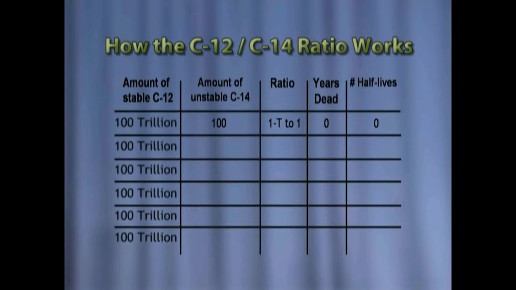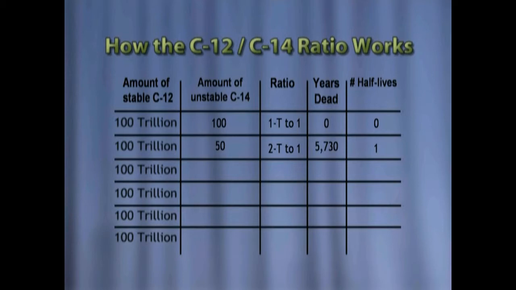But let's take a second one. We find 100 trillion carbon-12 atoms. Again, that's what we'll find in every case. But we only find 50 carbon-14 atoms. That gives us a ratio of 2 trillion to 1. That means one half-life has expired, and it's been dead about 5,730 years. That's how this ratio helps us understand the dating.